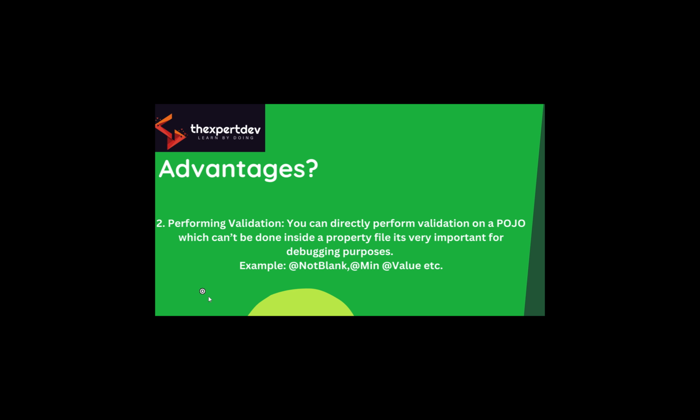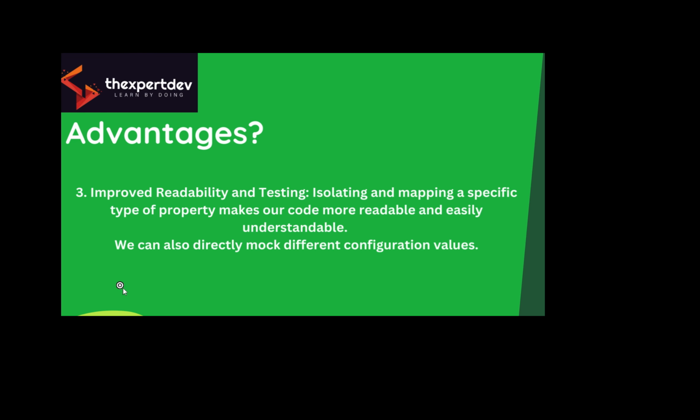So this is usually very important, especially when you are debugging, and you can use annotations such as @NotBlank or @NotNull or @Value. We also get improved readability and testing by isolating and mapping specific types of property. This makes our code more readable and easily understandable, and we can also easily mock the different configuration values.